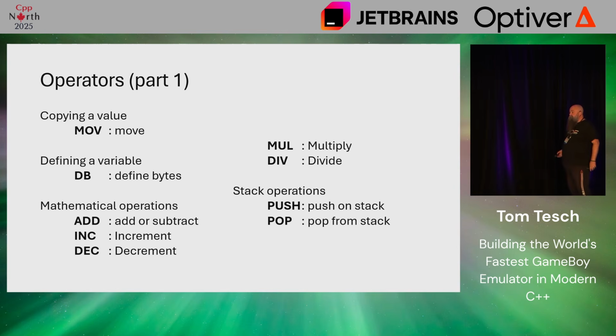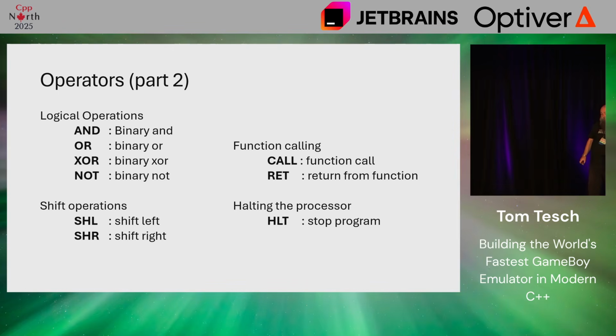What instructions do we have? The typical move, which is a terrible name because if you move something, it's a copy. You can define bytes, you can add, increment, decrement, multiply and divide. Again, if you do 6502, people who don't know, you cannot multiply and divide on 6502. You have to write a function for it. You can push stuff on the stack.